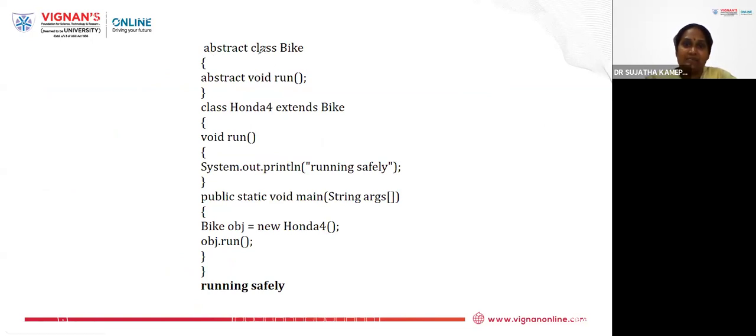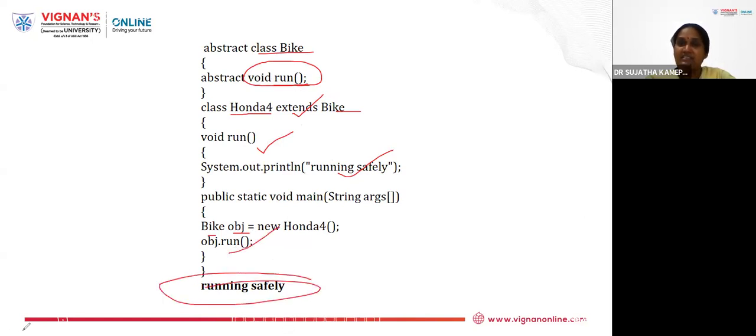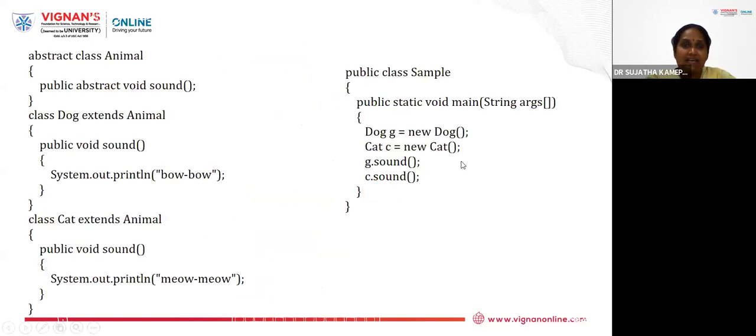Now here I have written an abstract class Bike, which contains an abstract method run. Here I have another class, Honda4. This extends the class Bike. Now, the run method implementation is given here. Whatever the run method contains in this abstract class, its implementation details are provided here: running safely. Now, here I created an object for the class and accessed the run method. Then it prints this statement. Right. So, this is called an abstract class.